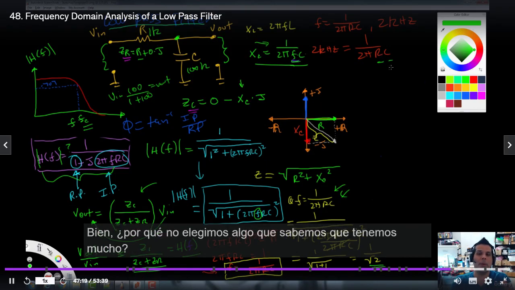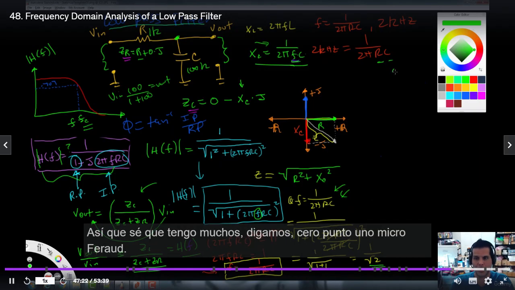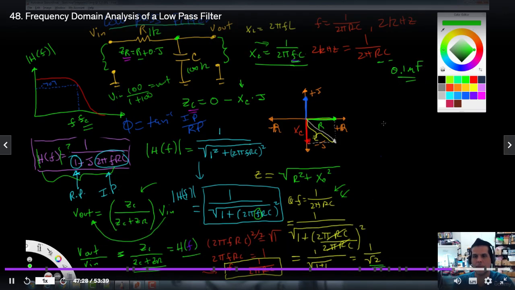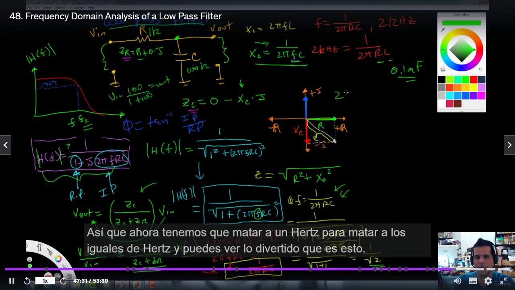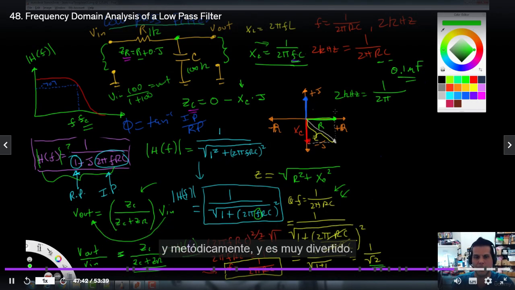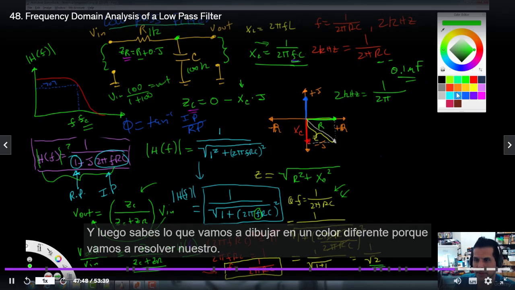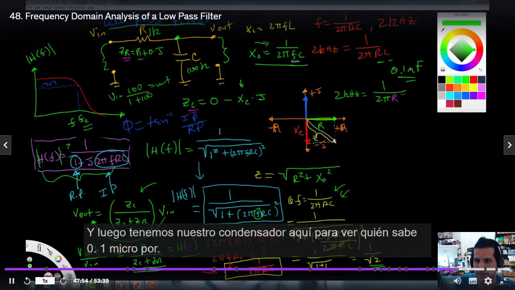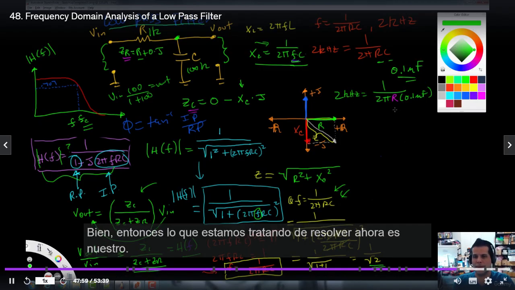Why don't we pick something that we know we have a lot of? I know that I have a lot of, let's say, 0.1 microfarad. Okay, so now we've got 2 kilohertz equals, and you can see how fun this is. It's like a mathematical mystery, but it all connects very slowly and carefully and methodically, and it's just a lot of fun. Then we have R, and let's draw R in a different color because we're going to solve for R. And then we have our capacitor C, which we know is 0.1 microfarad. What we're trying to figure out now is R.